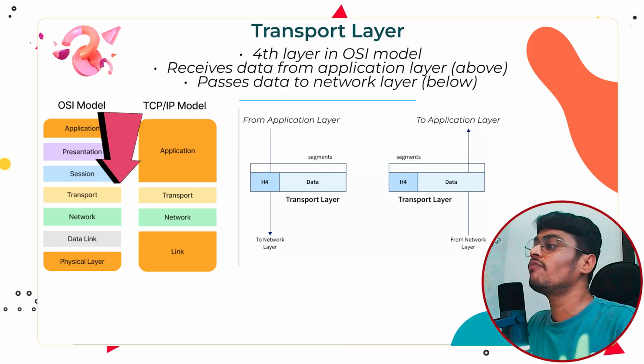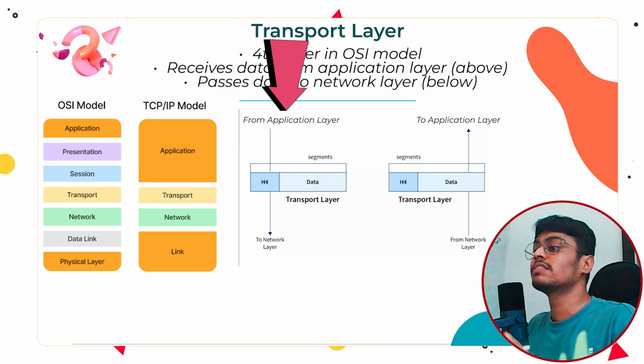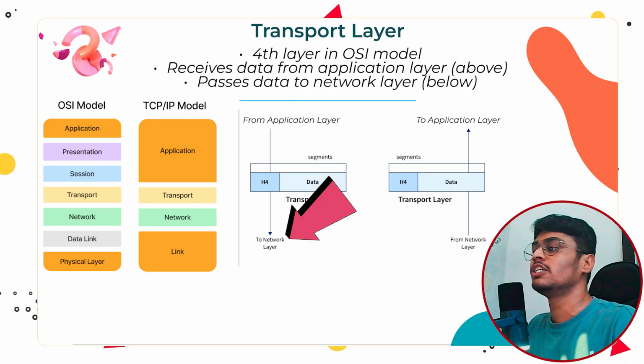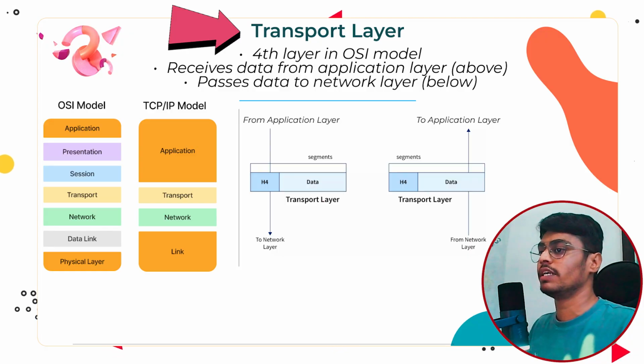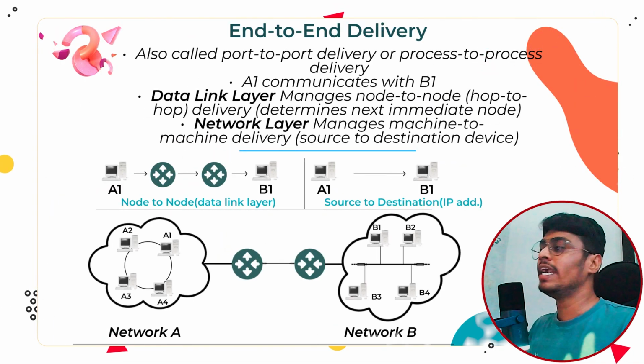The transport layer is the fourth layer in the OSI model, which takes the data from the application layer and passes it to the network layer. Now, let's talk about the responsibilities of the transport layer. What is the role of the transport layer in the network? What are its functionalities? The first functionality is end-to-end delivery.